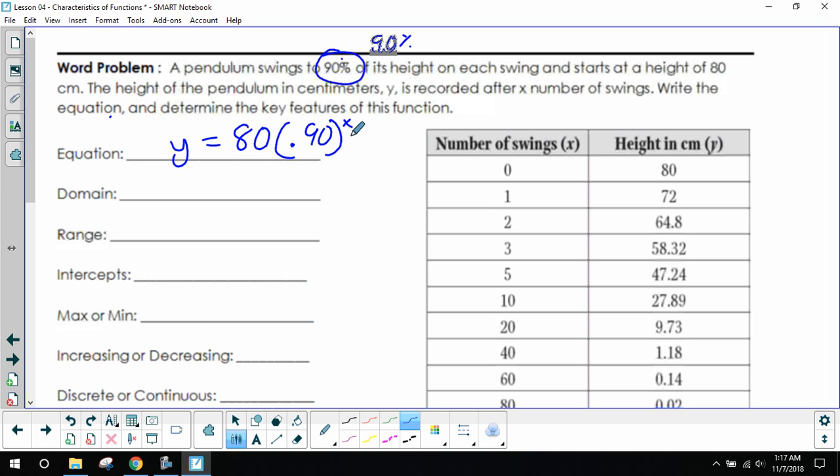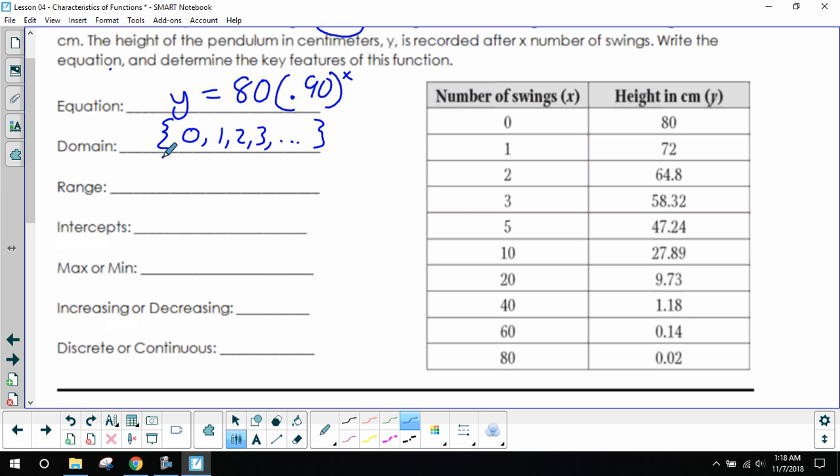Domain, on the other hand, well, it looks like we start off at 0 and we're counting swings. So I would argue you would want to write this as 0, 1, 2, 3, dot, dot, dot. And that just shows you're stepping 1 up every time. Obviously, they start jumping around down here, but I'm going to argue domain is that. Range, you can get away with the same thing. 80.